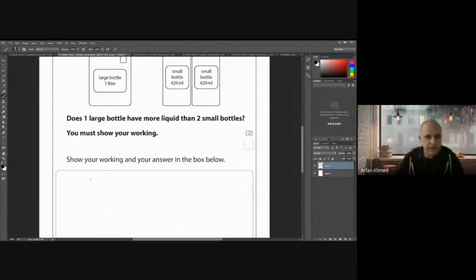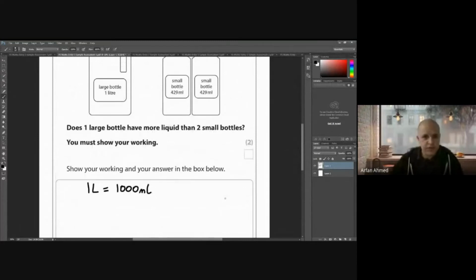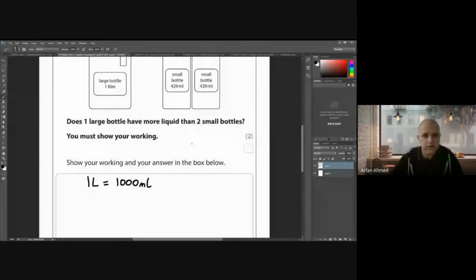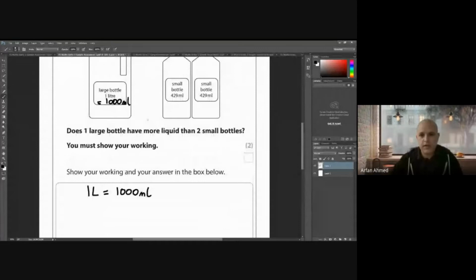Well, the first thing is to recognize that 1 liter is equal to 1,000 milliliters. Yep. They won't tell you that in the exam. You need to know that yourself. So definitely you need to remember that. So this is the same as 1,000 milliliters, this large bottle. Can we add these 2 together? Let's add them 2 together, or you can times it by 2, whichever way. Makes no difference. Let's do it this way. Let's add these 2 together.